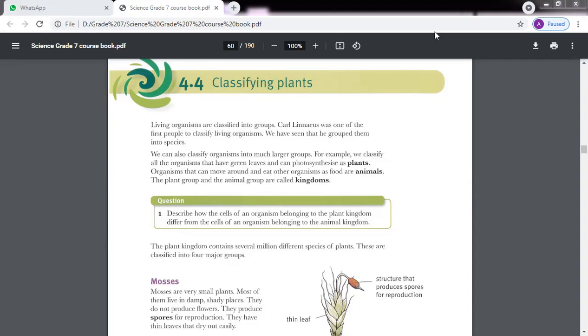Now today we talk about classification of the kingdom of plants. First of all, we divide all living things into two categories: one is the plant kingdom, one is the animal kingdom. Now, the kingdom of plants is divided again into two types: one is flowering plants, one is non-flowering plants.